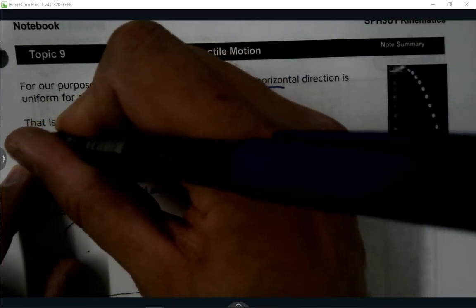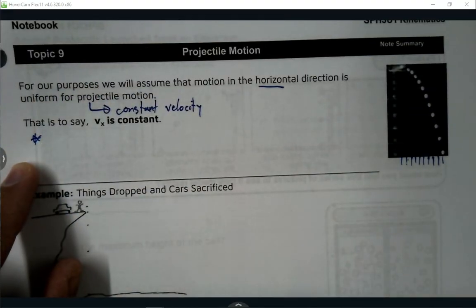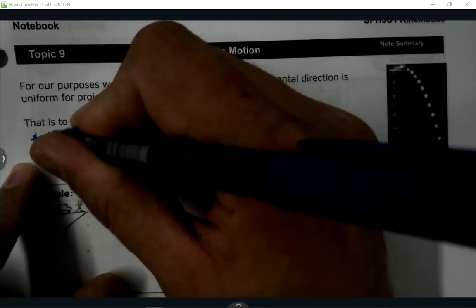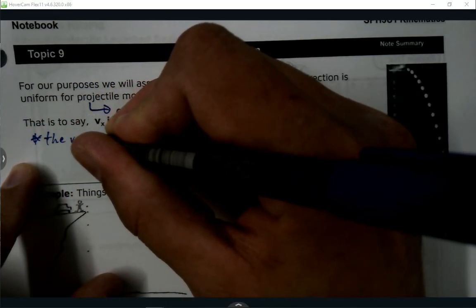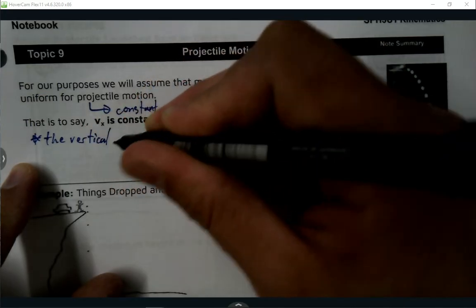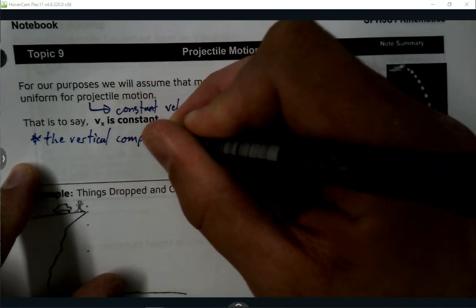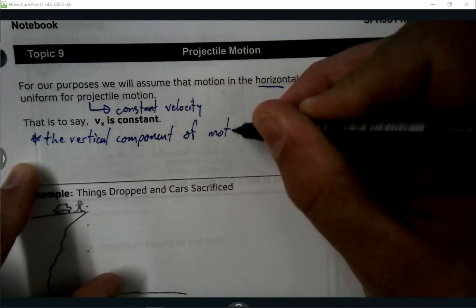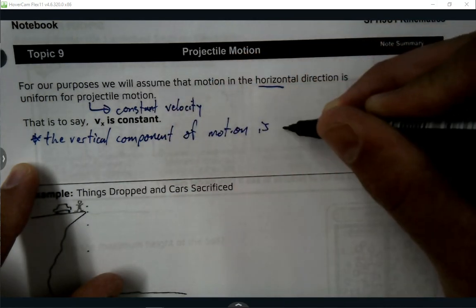Now in the vertical direction, like we can see over here on the right-hand side, the vertical component of motion will be influenced by gravity. We'll put that in writing: the vertical component of motion is influenced by gravity.